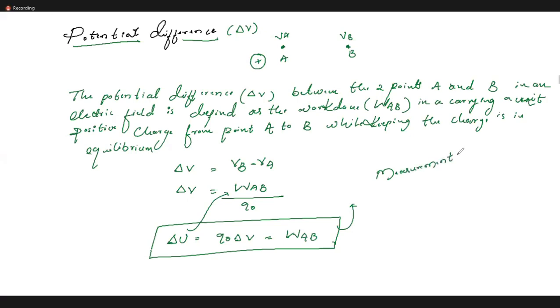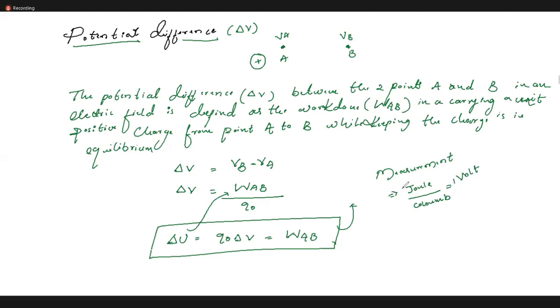How do you measure the potential difference? How are you going to measure the work done? In joules. And charge? In coulombs. What is joule per coulomb? It is a volt.